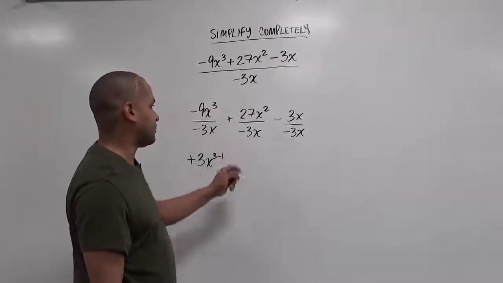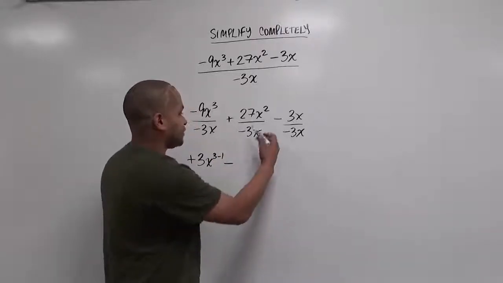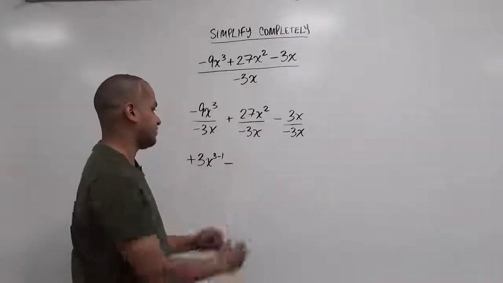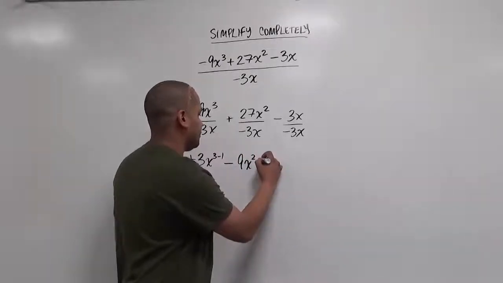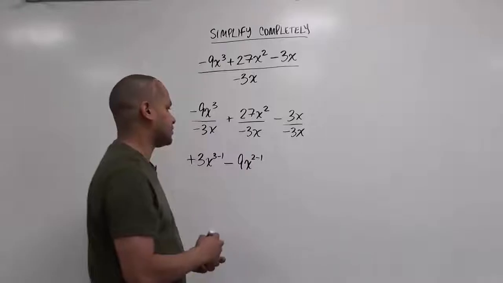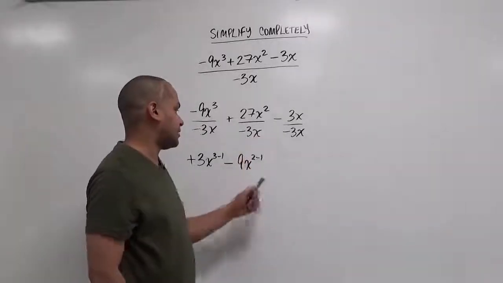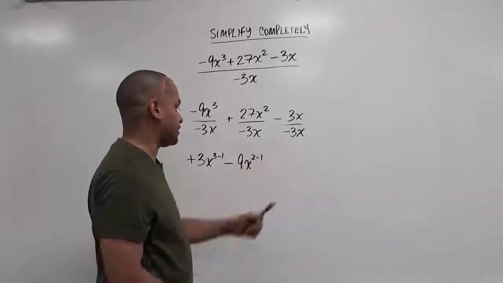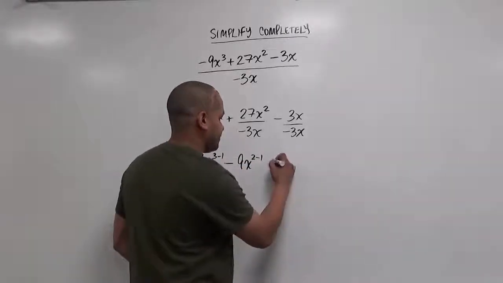In the second case here we have a positive divided by a negative, which is negative. And then we have 27 divided by 3, which leaves us with a 9. And an x to the second power minus the first power, using the division power rules for subtracting exponents. Finally, we have this final term, which is a negative divided by a negative, which gives us a positive.